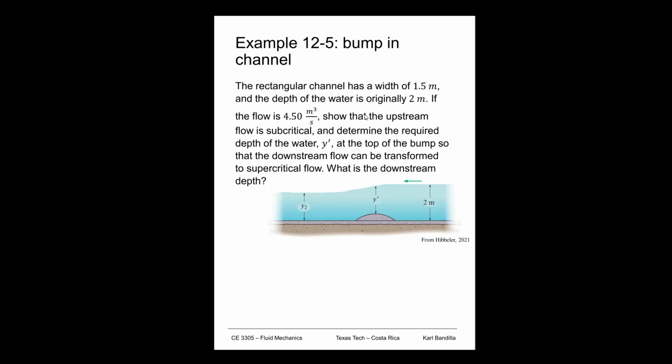This is example 12-5, bump in a channel. So we have flow going from right to left. And it's a rectangular channel with a width of 1.5 meters. And then there's this bump in here. And so at this bump, the water level is going to decrease to y prime.